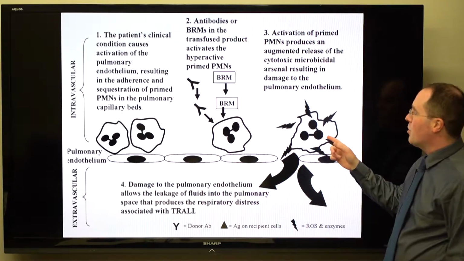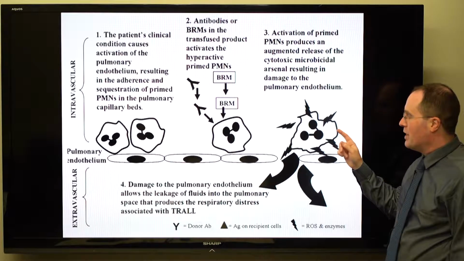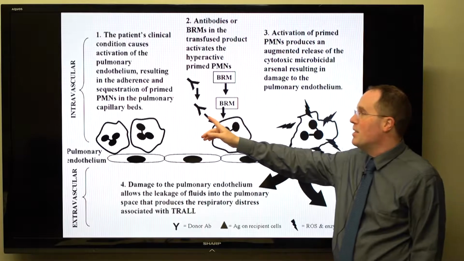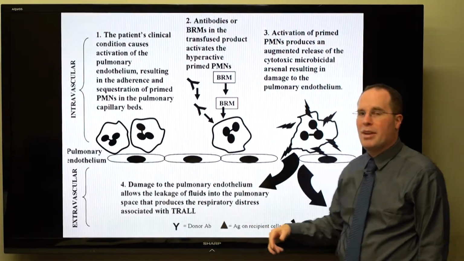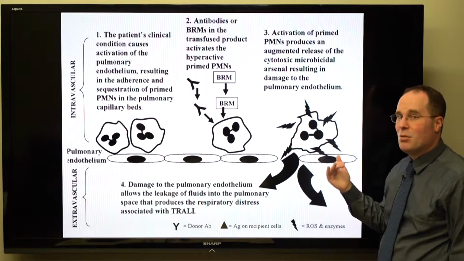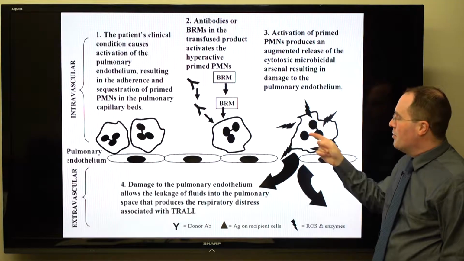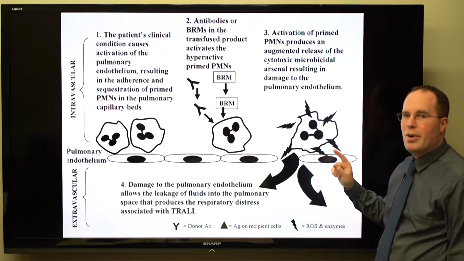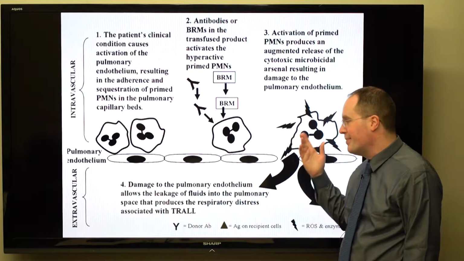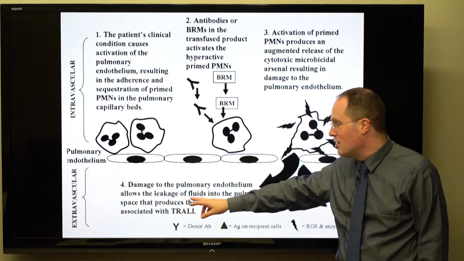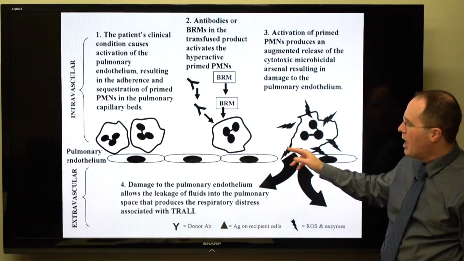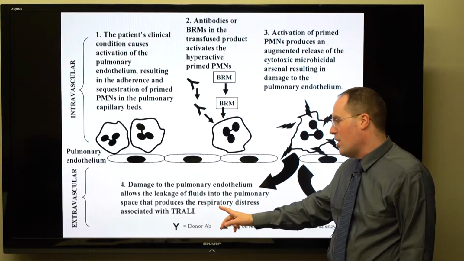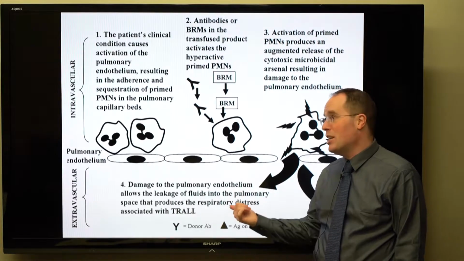So, in other words, these neutrophils release their reactive oxygen species because they think, because of this stimulus and this previous priming, that they need to go into action, but they don't. And then just by bad luck, by circumstance, this release of ROS damages the pulmonary endothelium. Why is that bad? Now you have leakage, right? You have leakage from the capillaries in the lung into the air spaces in the lung, and that's what causes the respiratory distress that is associated with TRALI.